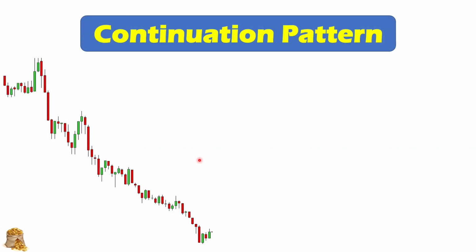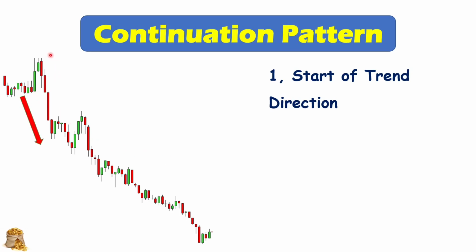Now let's move on to the continuation pattern. For the continuation pattern, it normally happens at the start of the trend. It's different from the reversal pattern, which happens at the end of the trend. So for this example, we have a consolidation and then the market breaks downward.